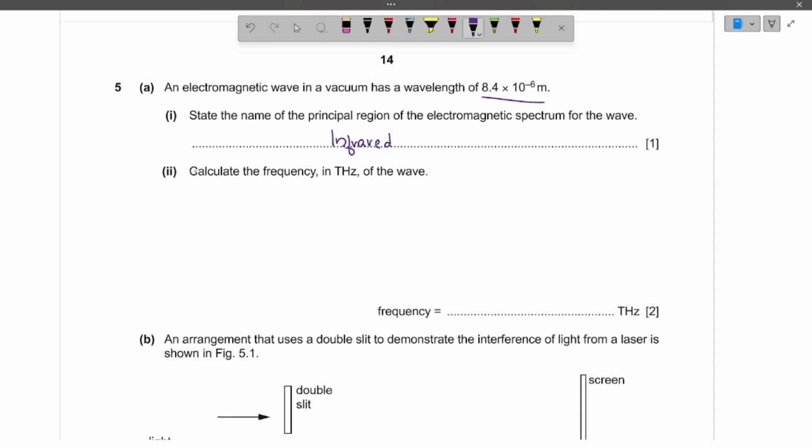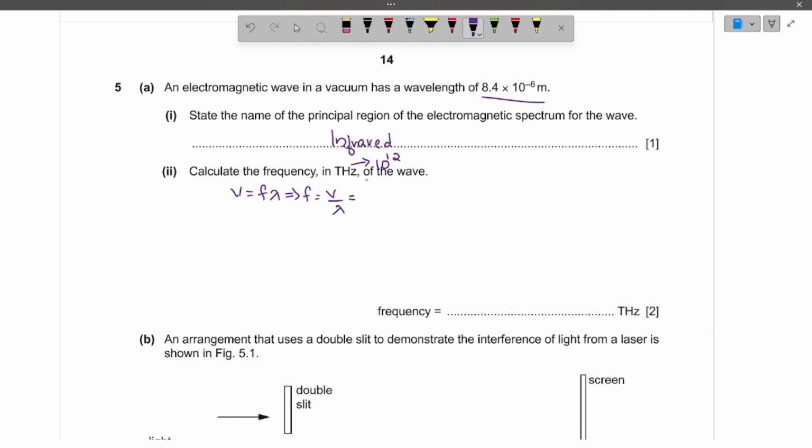Okay, so in this A part, the second question is, calculate the frequency in terahertz of the wave. So terahertz means 10 to the power 12. First you need to find out the frequency. So what will be the velocity formula? V is equal to f lambda. You may rearrange to find out frequency, which is equal to V over lambda.